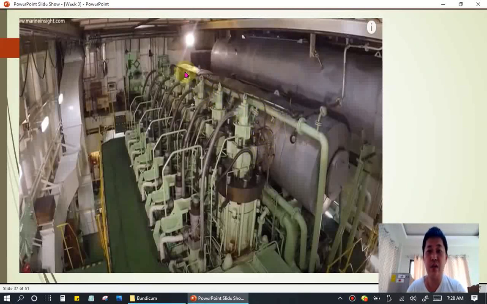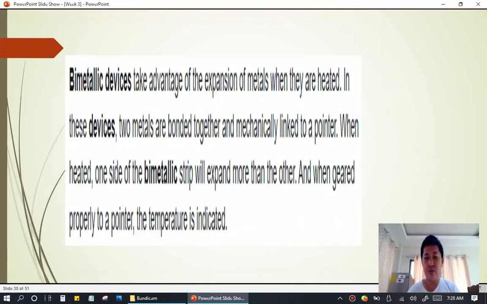So we have also bimetallic devices. They take advantage of the expansion of metals when they are heated. In these devices, two metals are bonded together and mechanically linked to a pointer. When heated, one side of the bimetallic strip will expand more than the other. And when geared properly to a pointer, the temperature is indicated. So we will see here. So this is your bimetallic strip.